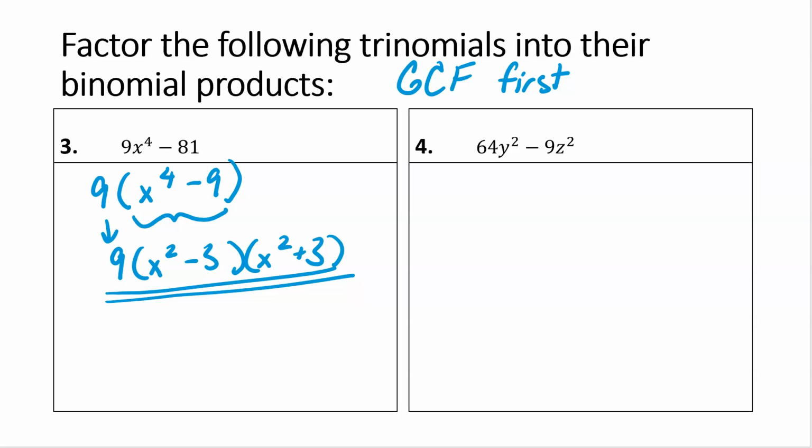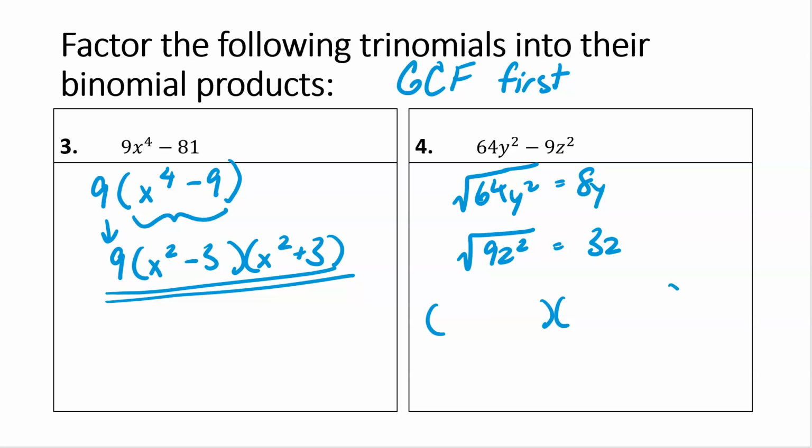For 64y squared minus 9z squared, it doesn't matter that there are two different variables. Both of those terms are perfect squares and they're being subtracted. So the same rule applies. We'll take the square root of 64y squared, which is just 8y. We have the square root of 9z squared, which is 3z. So your factored form would just be 8y plus 3z multiplied by 8y minus 3z.